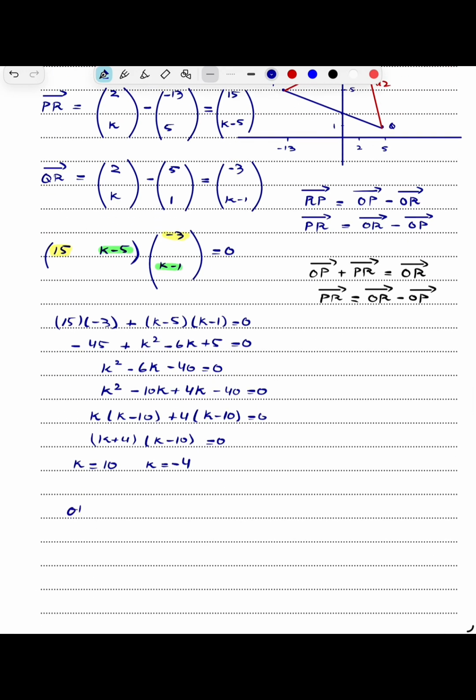So the question actually just asked us to find the other possible value, and the other possible value is minus 4, and we're done with part A. Let's move on to part B.